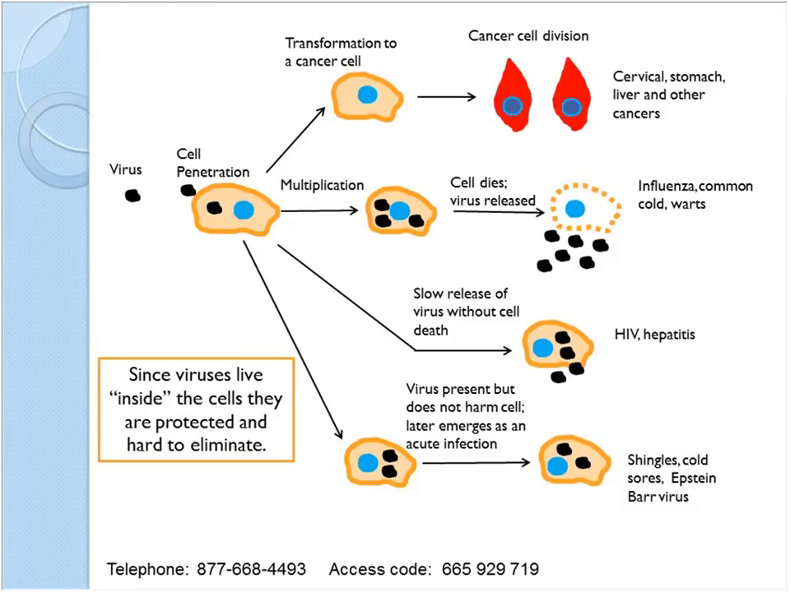Another way that cells act is they have a slow release of viruses without actually killing the cell. So they use the cell as a nursery for its demonic offspring, and then they are released from the nursery into the body.